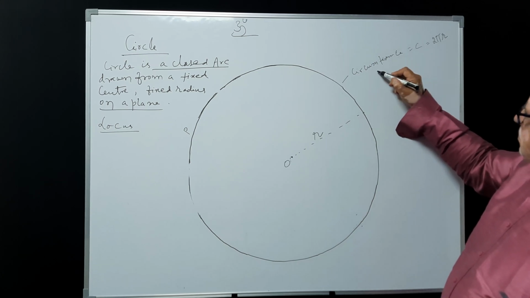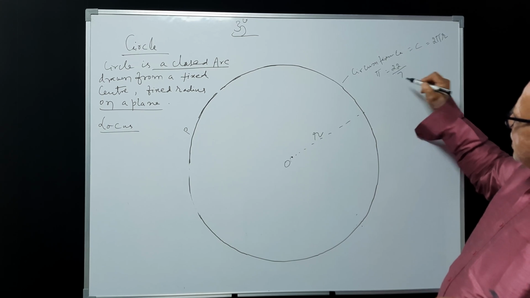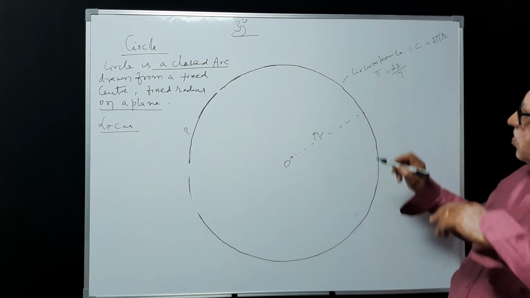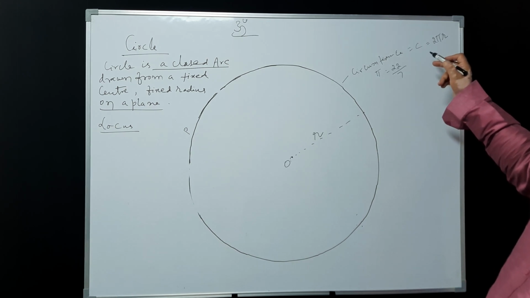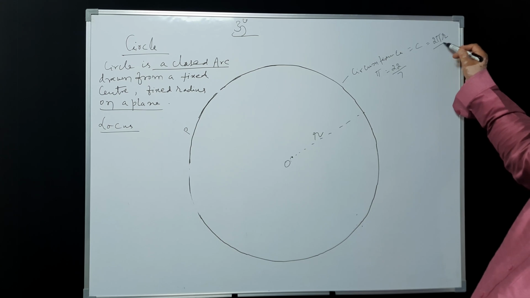The value of pi is fixed, a constant value. It is calculated as 22/7. So C is the circumference of the circle, calculated by the formula 2 pi r.